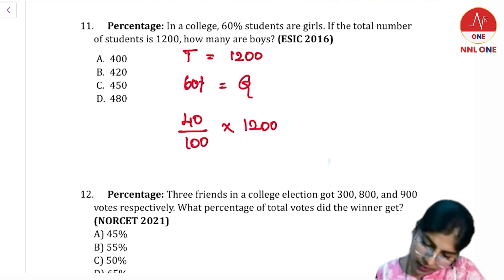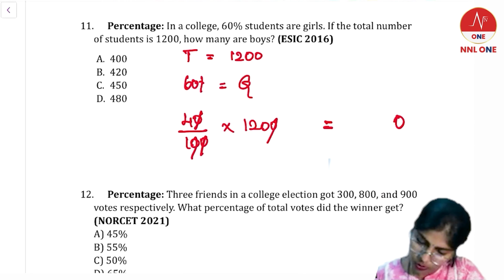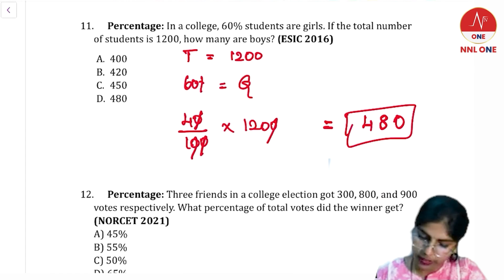So we are going to cancel. 4 1 0 0 cancel, 0 into 0 cancel. Okay. 4 into 0 0. 4 2s are 8, 4 1s are 4. So the answer is 480.